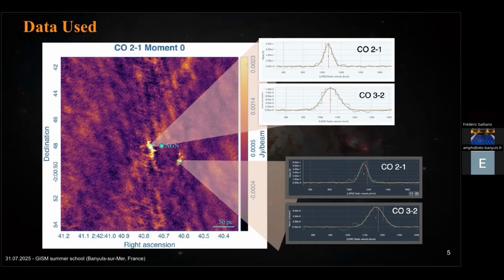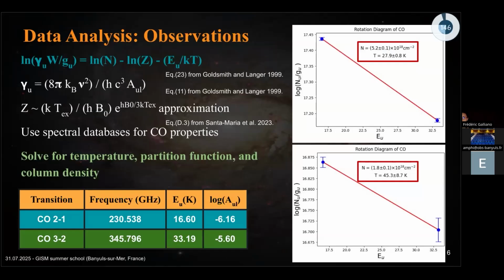In these green circles, the spectra in these two transitions are shown, from which we derived the line integrals by Gaussian fitting, by fitting a single line. And we analyzed this data with the equation above. From this, we derived the column density and the temperature.